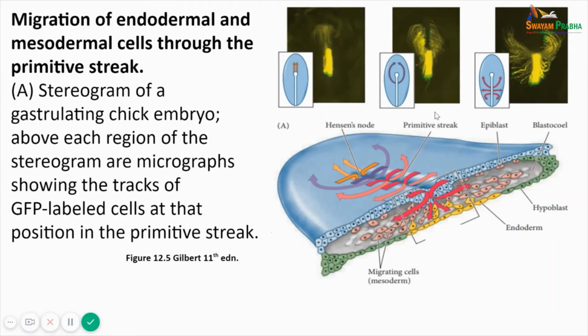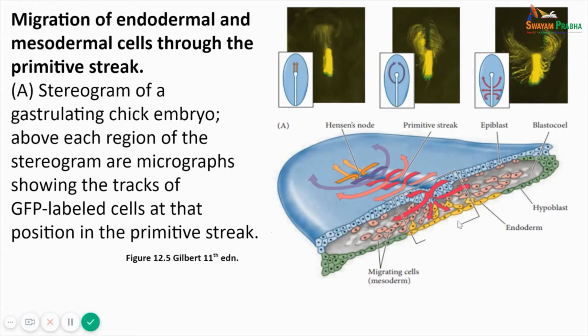This diagram will explain the migration of endodermal and mesodermal cells completely through the primitive streak. This is the stereogram of a gastrulating chick embryo, and above each region of the stereogram are the micrographs showing the tracks of GFP labeled cells at that position in the primitive streak. Here we see the relationship of the primitive streak, the migrating cells, the hypoblast, and the epiblast of the blastoderm in relation to each other.